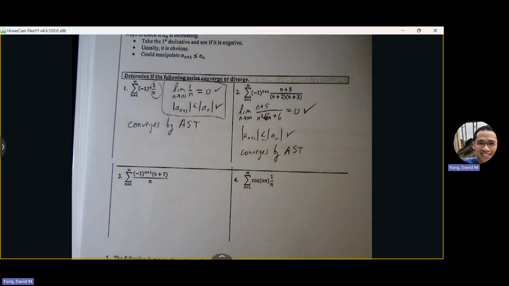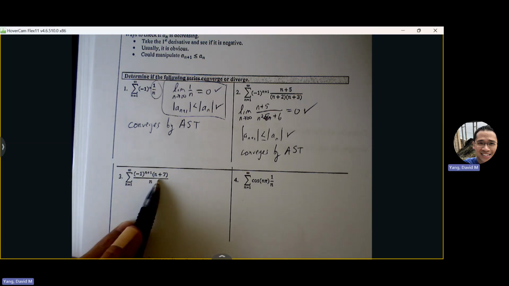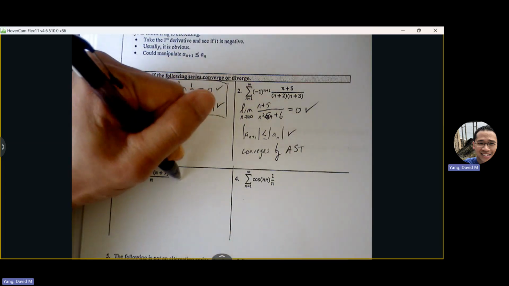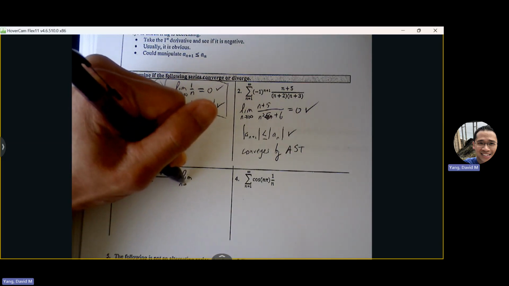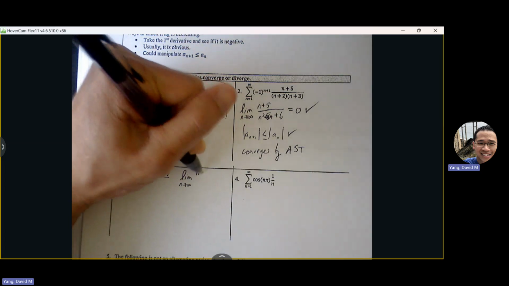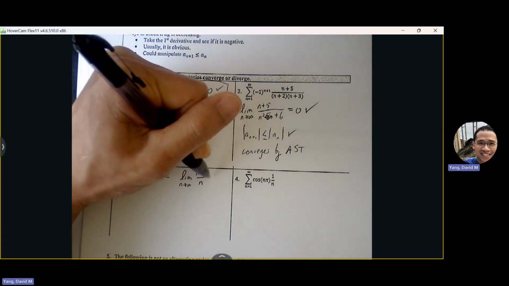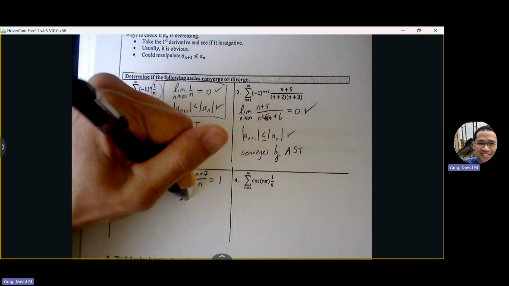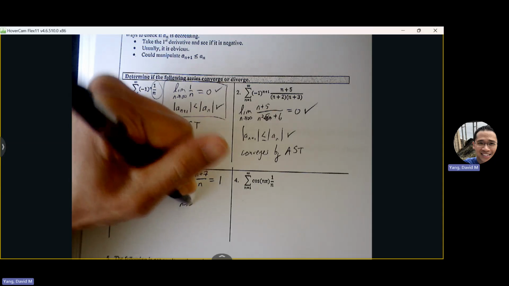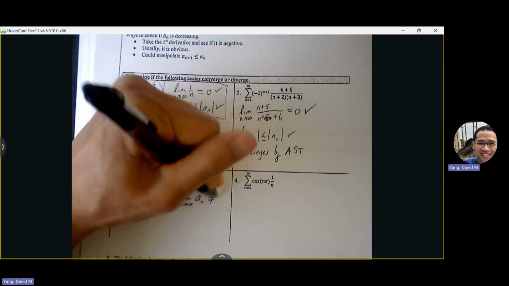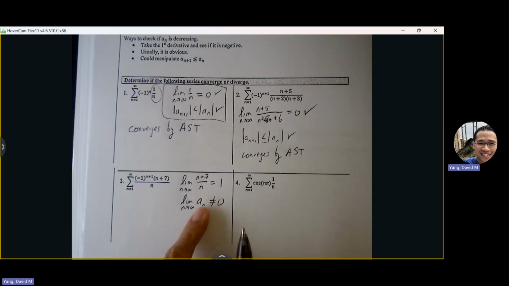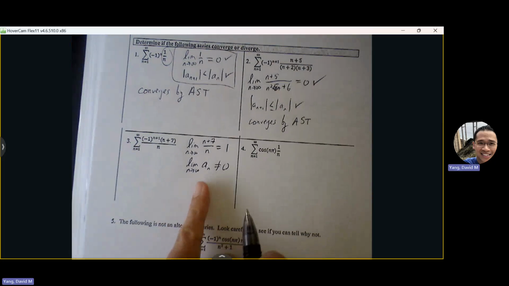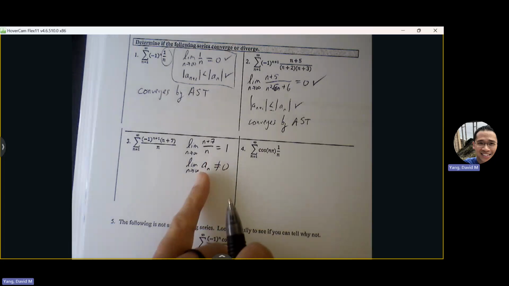All right, number 3. We have an alternator, (-1)^(n+1). So all we need to show is, does the limit as n approaches infinity of my rule of sequence go to 0? What do we see here? It's not, right? It equals 1. The limit as n approaches infinity of a sub n does not equal 0, right? Now, if our limit doesn't equal 0, we're not going to say that this diverges by alternating series test.